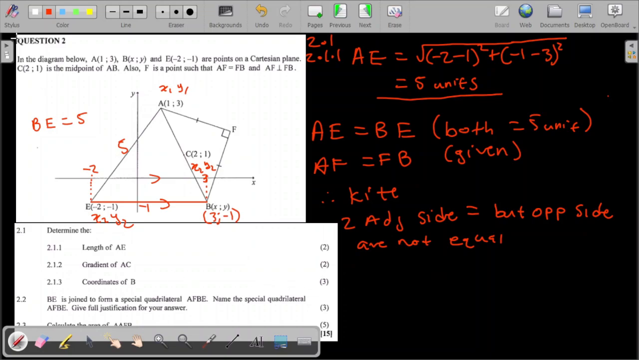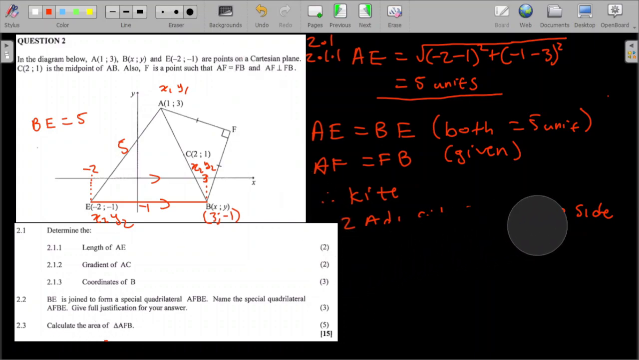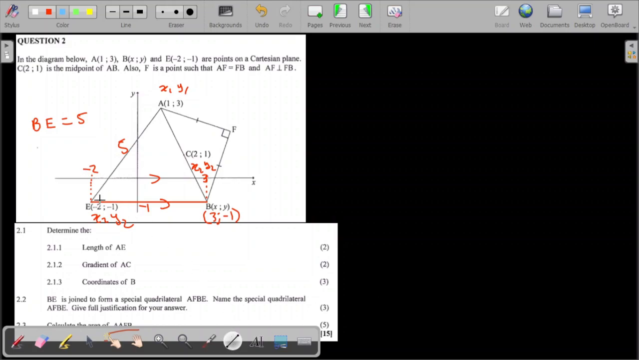Now going to 2.3. I'm going to need this space, so I'm going to clear it in order to do 2.3. Hopefully you've taken everything down on this question. Now 2.3, they are asking us to calculate the area of AFB. Now remember guys, we know that this is a kite. This is going to be very important information in order for us to calculate this question. Now if I can just join the line here, because this is a kite.